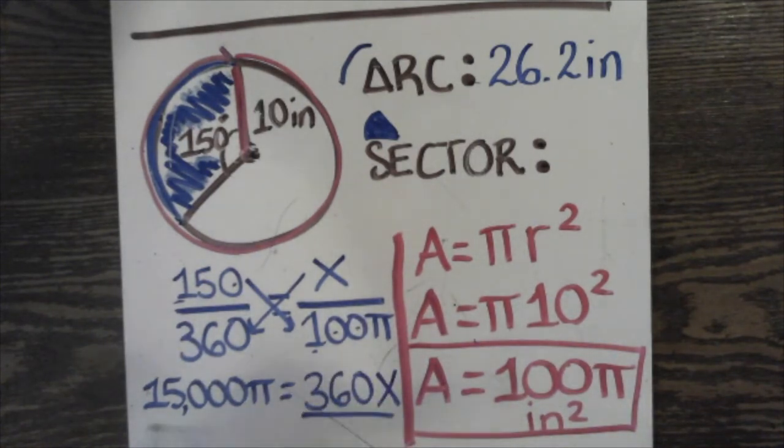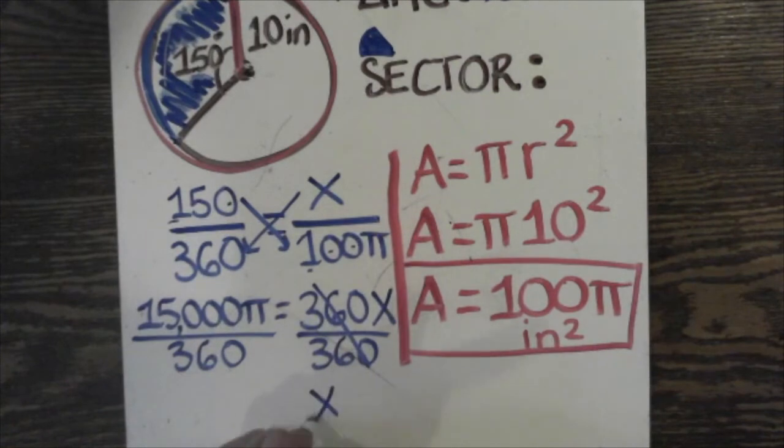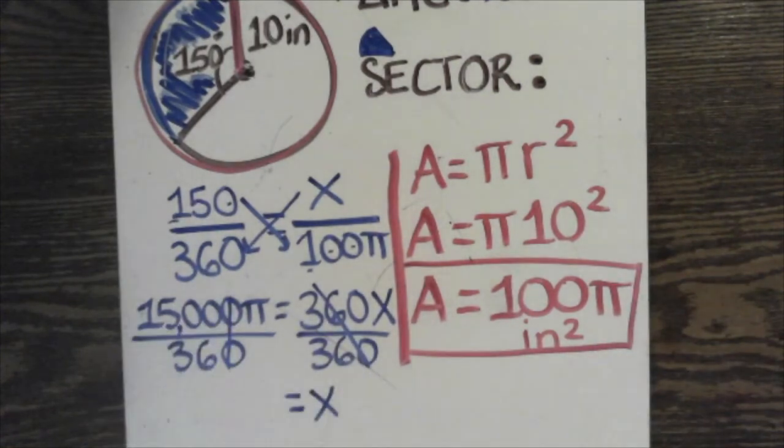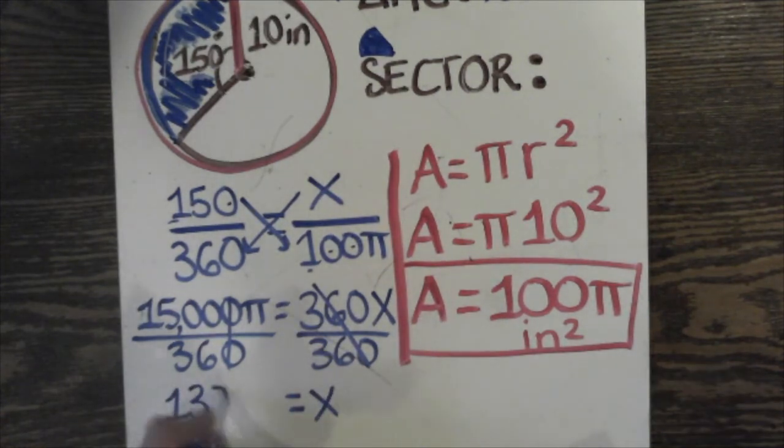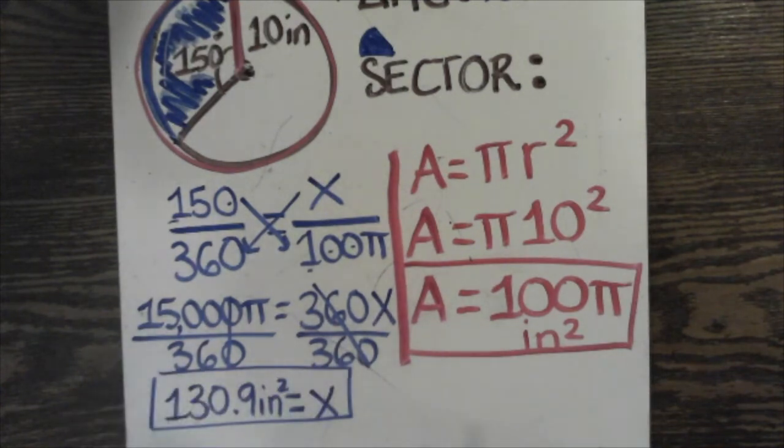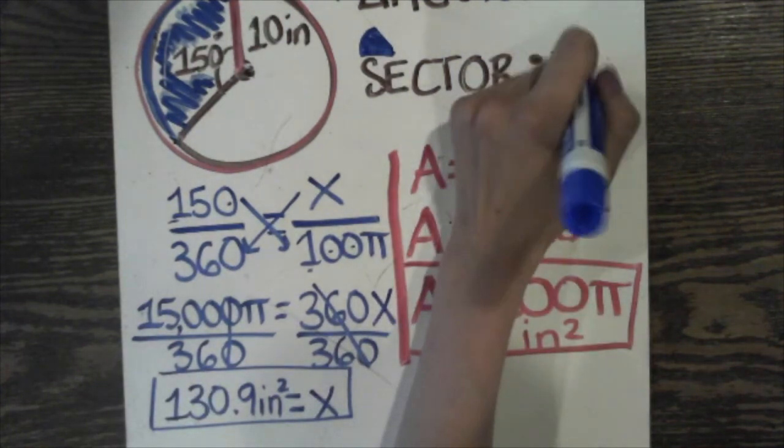360 is always a constant number because 360 is the number of degrees inside a circle. When I put 15,000 pi divided by 360 into my calculator, I get 130.9 square inches. And now you can solve for arcs and sectors all by yourself.